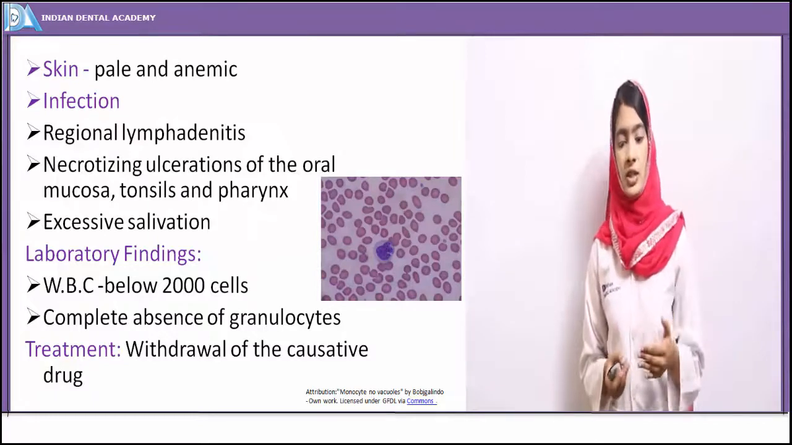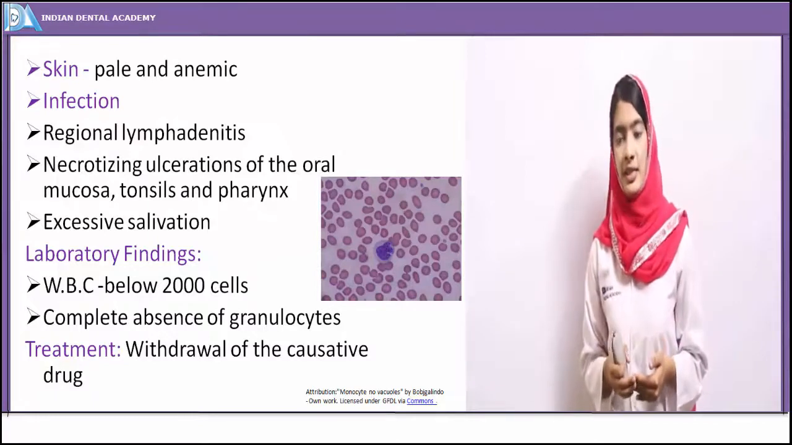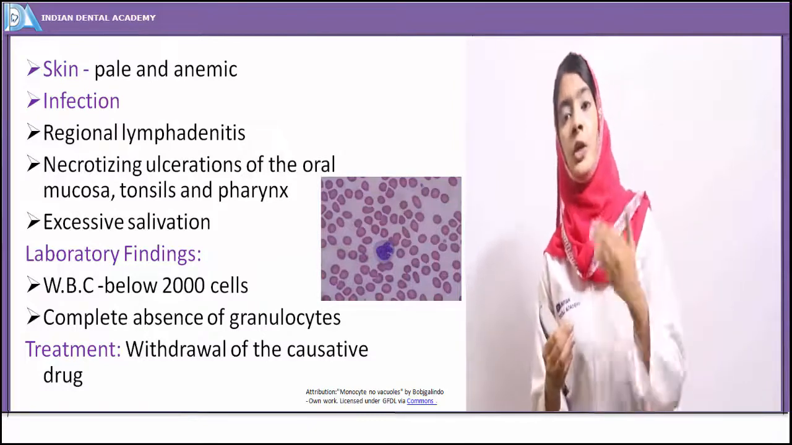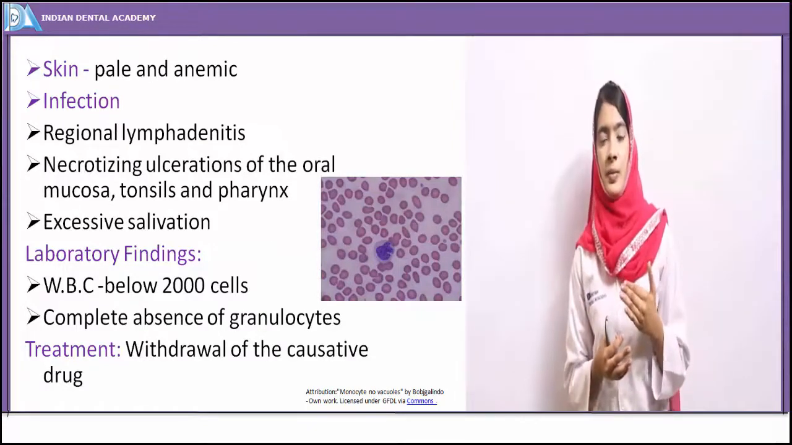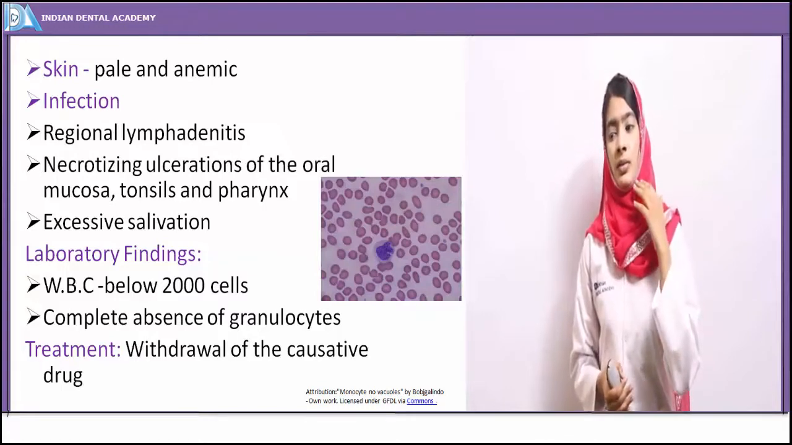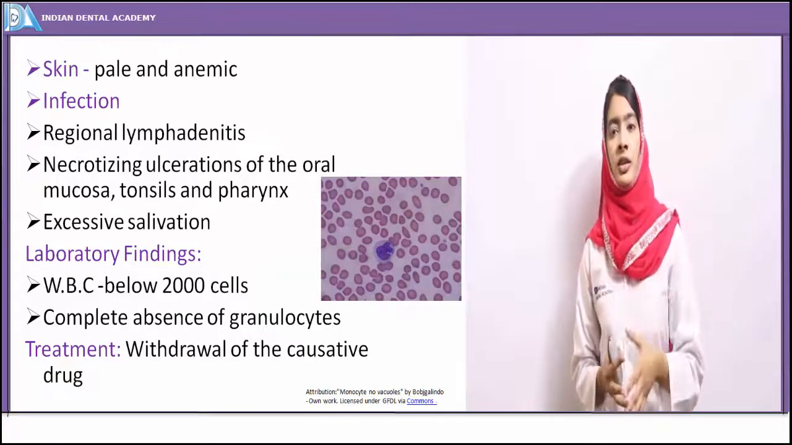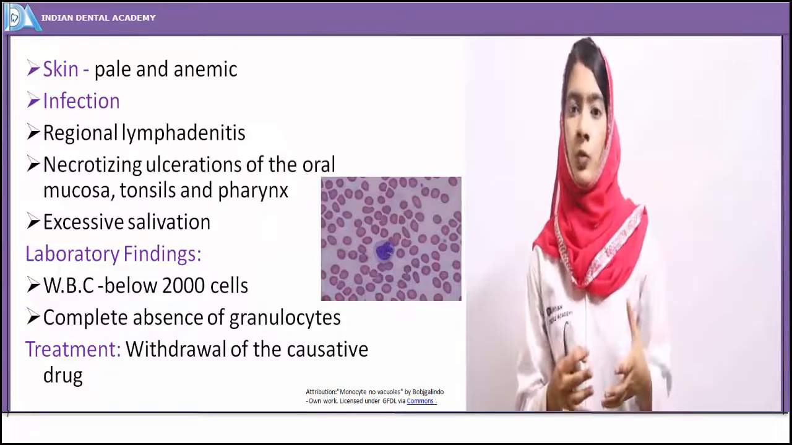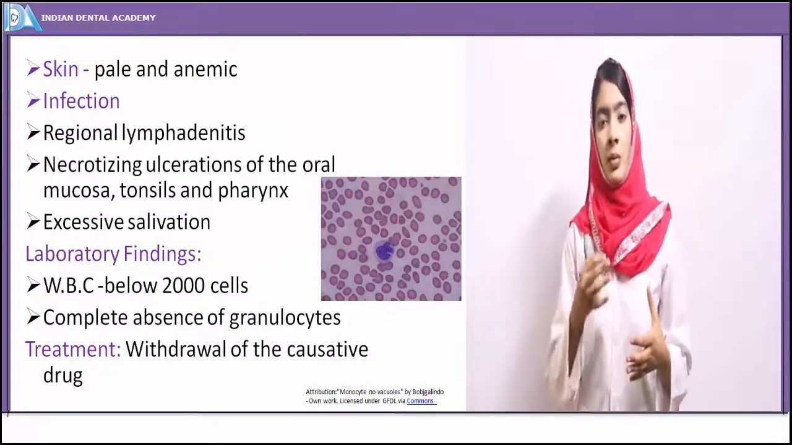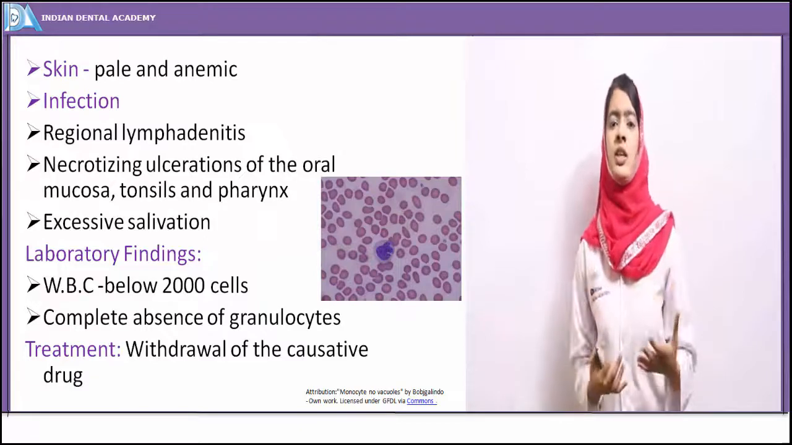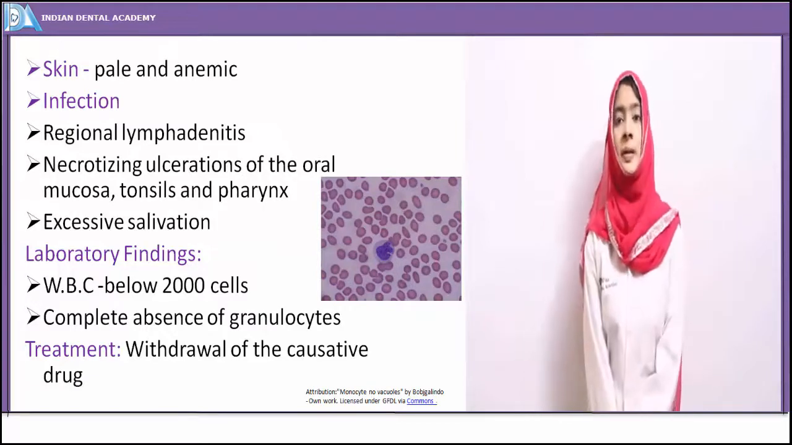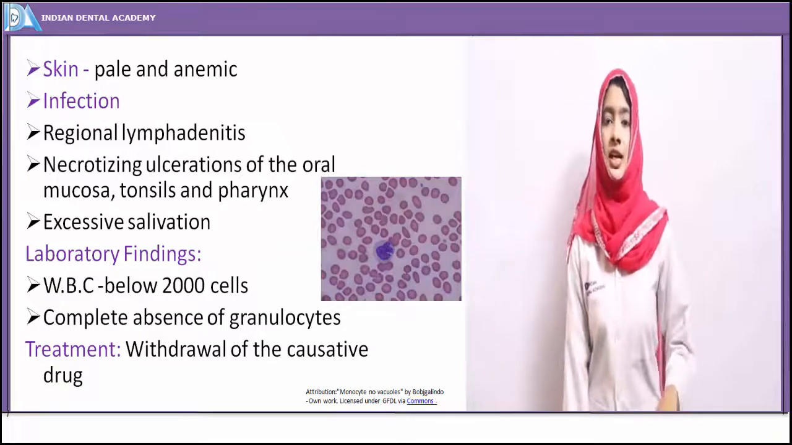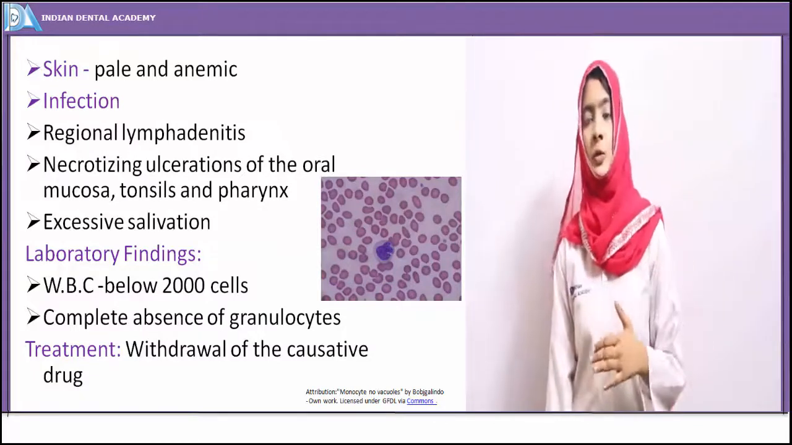When you see the blood picture, the white blood cell counts are very reduced, below 2000 cells per mm³. With this amount of reduction in WBC, the individual is more prone to infections of the oral cavity or systemic infections. The peripheral blood picture shows complete absence of granulocytes and reduction in WBC count.